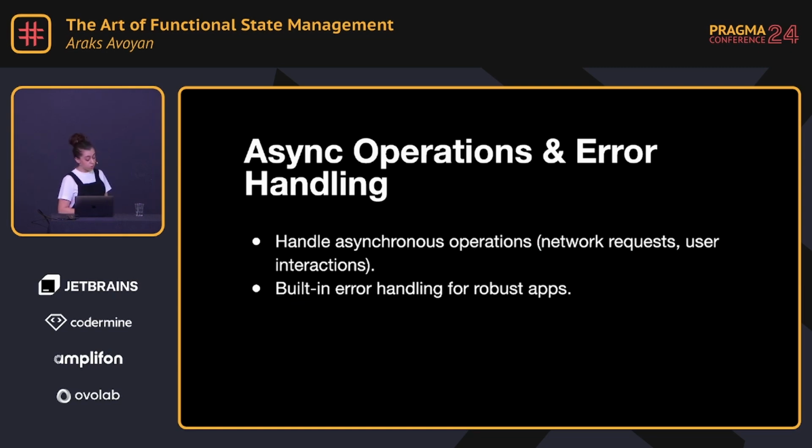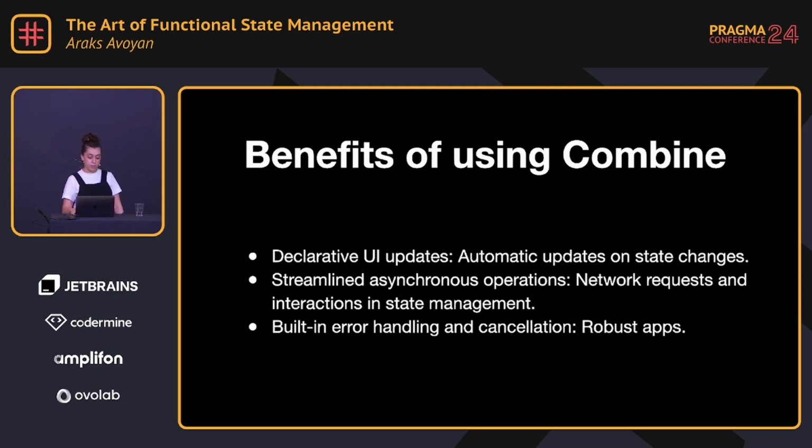Combine also excels at handling asynchronous operations and error management seamlessly within your state management logic. Imagine a network request that updates your app state upon successful completion. Combine allows you to integrate this asynchronous operation within your data stream. Additionally, Combine provides a built-in error handling mechanism to gracefully handle potential errors during data processing or network requests.